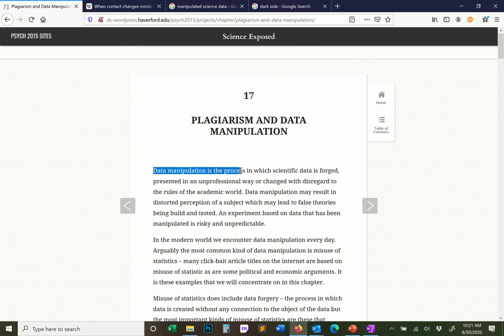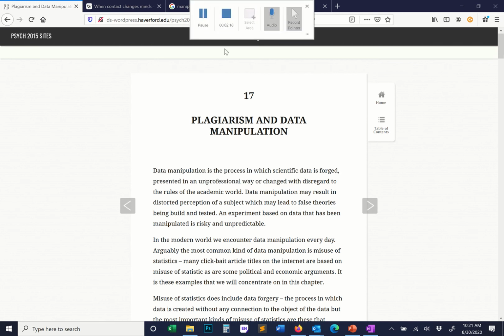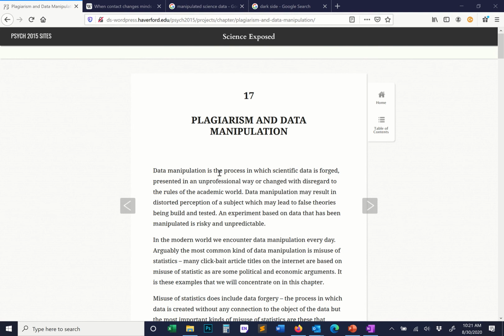Now, essentially, data manipulation is the process in which scientific data is forged, presented in an unprofessional way, changed. You cannot do that. And there's lots of motivations for this, especially in academia, when you start rising up. There's lots of pressure, there's lots of competition, there's lots of people trying to get an edge, and a lot of the conditions sort of foment people thinking that this might be a good idea. But let me just be clear, this is never a good idea, and it will always hurt you much more in the long run, and it has the potential to essentially destroy your career.